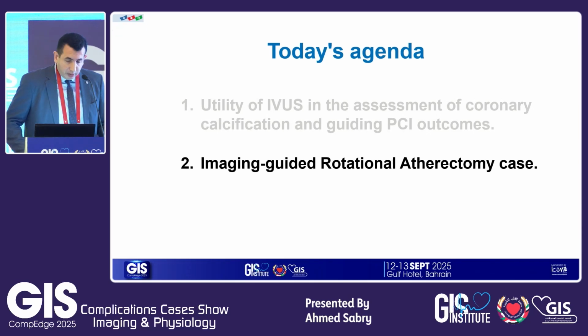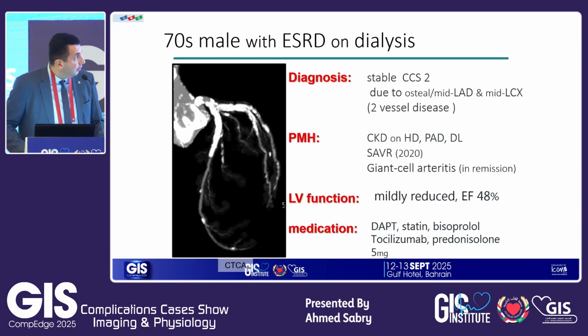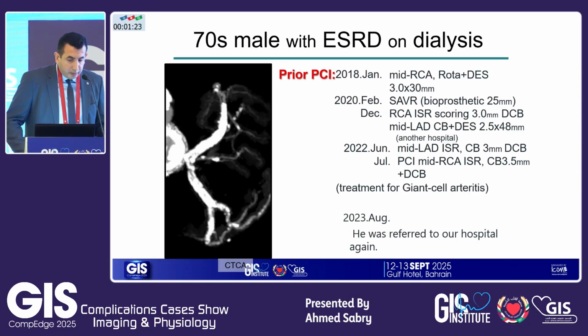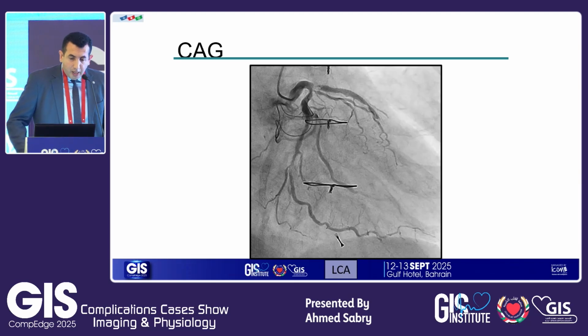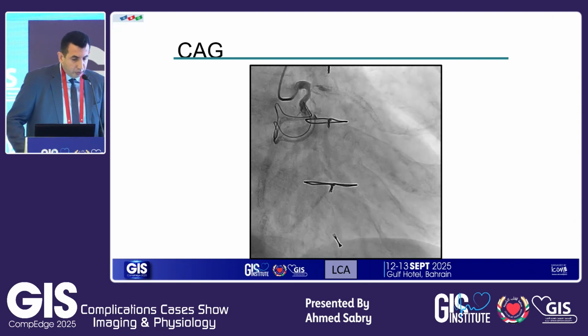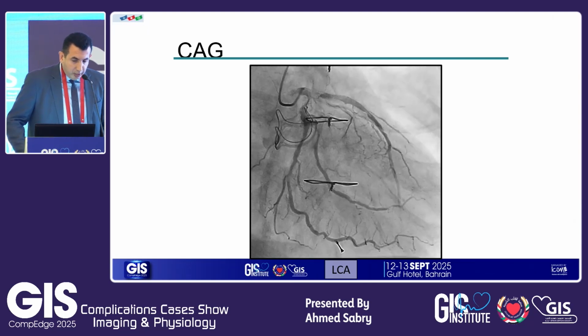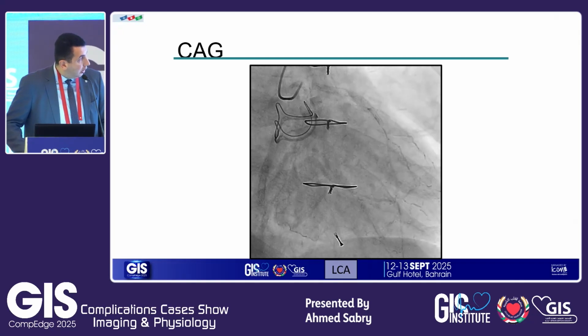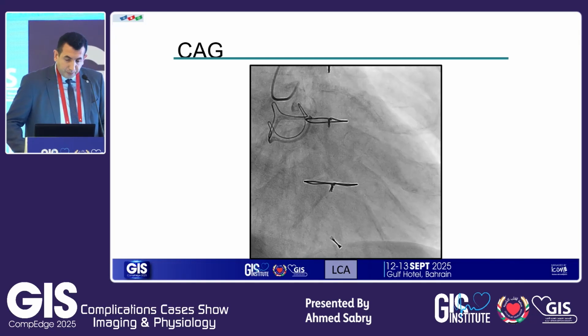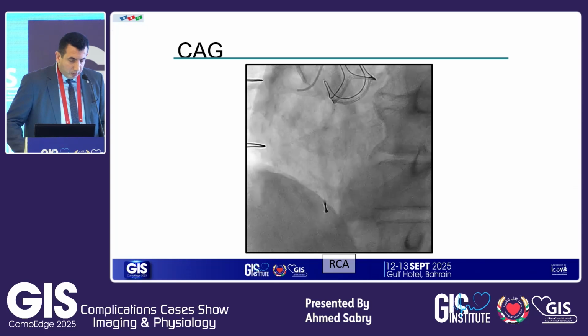Here we have our case: a 70-year-old male with end stage renal disease on dialysis, who has a long history of prior PCI from 2018 until he came to our center in 2023, referred to our hospital again. We have this coronary angio image, which shows severe calcification and also ostial LAD, and the RCA.